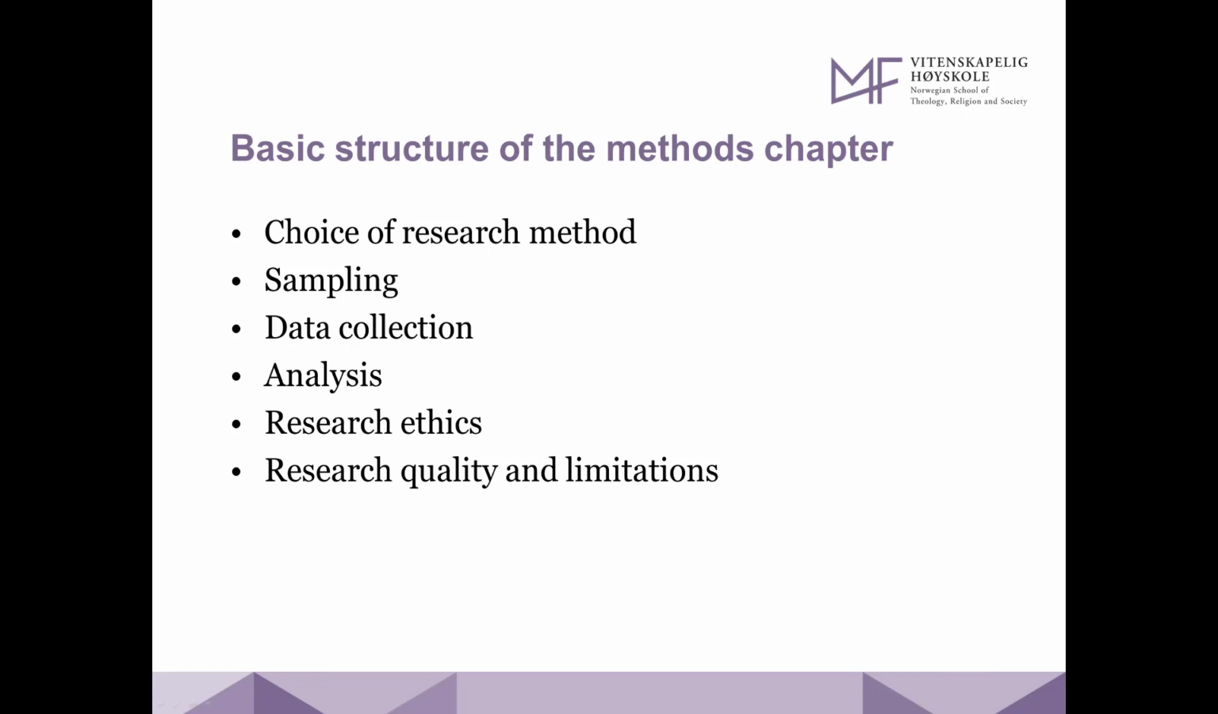You start by saying something about the research method you chose, then you say something about sampling, how the data was collected, and how you analyzed the data. You have a separate section on research ethics where you include the key ethical principles that were relevant for your study. And then you close off by saying something about research quality and limitations. Feel free to use a slightly different structure, but these are some of the points that should be included in a method chapter.